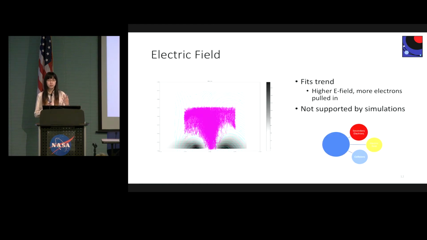Now, this is an appealing theory because it fits the trend that we observe. At high beam energies, you expect high voltages and a high electric field, which means more electrons should be pulled into the forbidden region. But unfortunately, this was not supported by simulations done. I've included an example here, done by one of my colleagues, that shows electron paths in an 800 eV beam. And as you can see, no electrons managed to reach the surface. So I've labeled electric field yellow as kind of like a maybe.